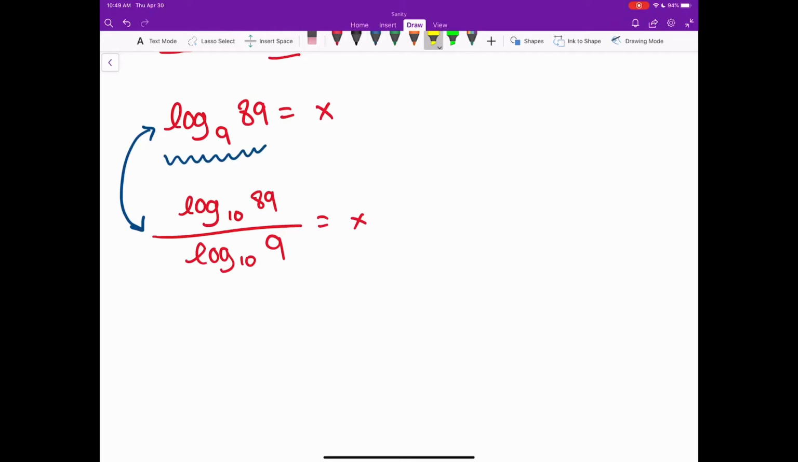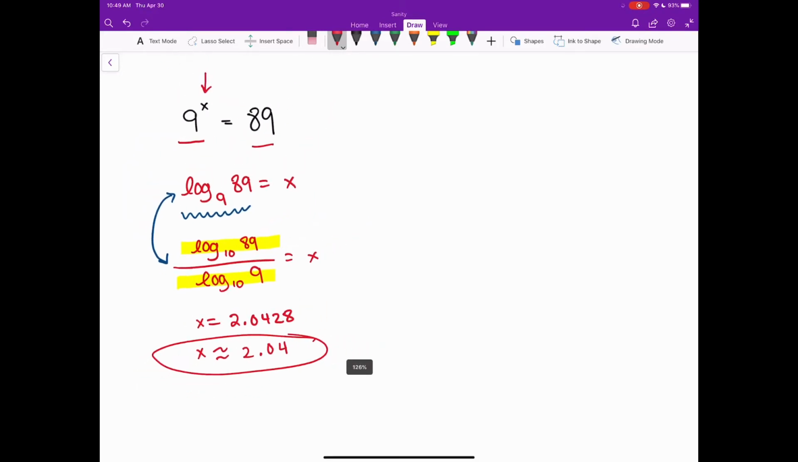So in my calculator, I'm going to plug in log base 10 of 89, or just log 89, close parentheses, divided by log 9, close parentheses. And that's going to give us a really long decimal. So x is roughly, again, after I used my calculator, x is roughly 2.0428. So I'm just going to round it off. It's about 2.04. All right.